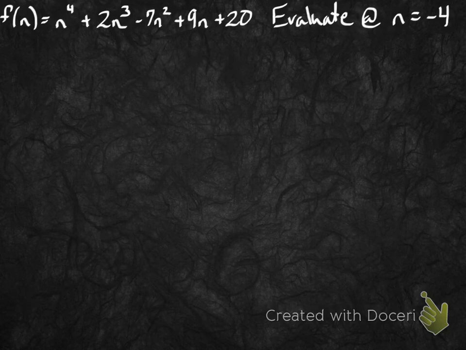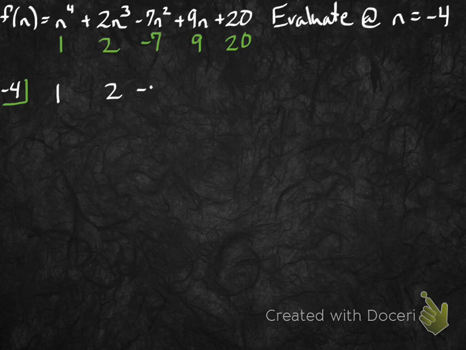So, look to see if my exponents are in order. They are. This time I have a higher power, so that means I would have had to start with 4 or down. So my first coefficient is 1, 2, -7, 9, and 20. I'm going to use synthetic division. And with synthetic division, I am going to plug in that -4 into the box. 1, 2, -7, 9, and 20.